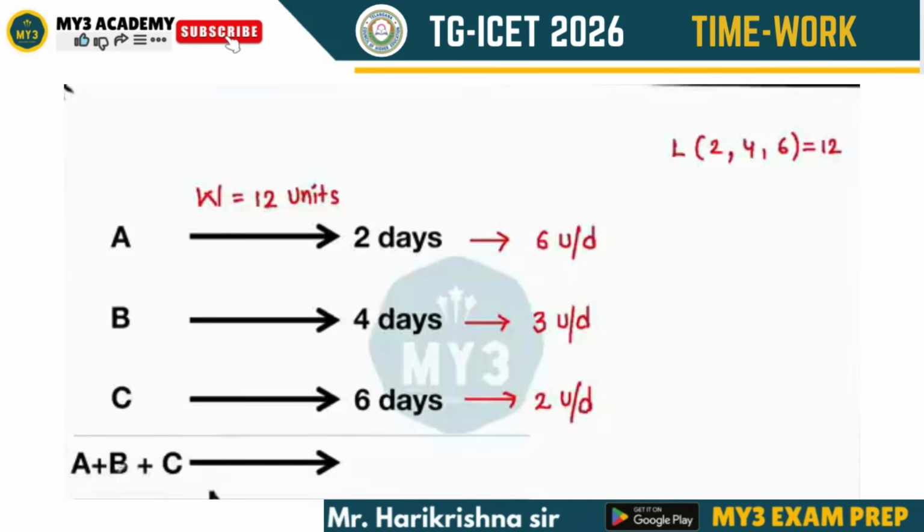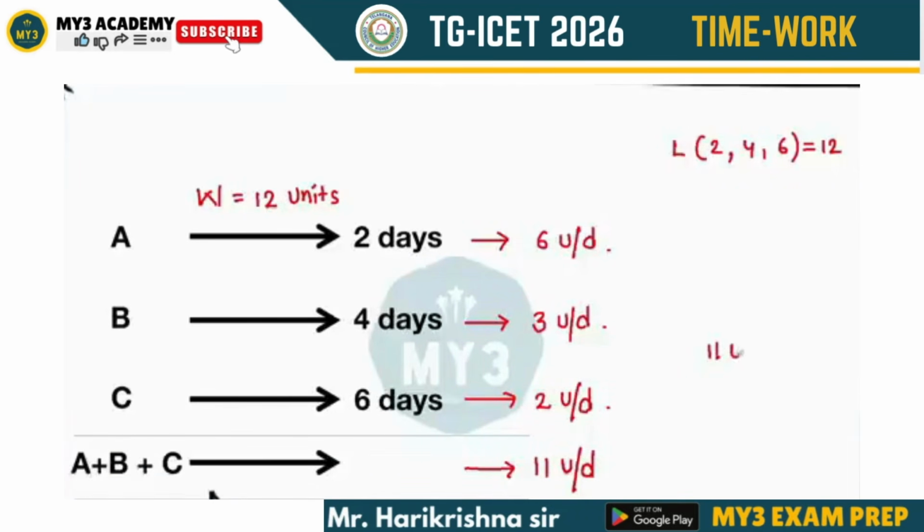If all the 3 are working together, what is the time taken to finish the work is the question. If all of them are working together, how many units of work completed? Let me check out. 6 plus 3 plus 2, which is equal to 11. That means we can understand that 11 units of work is completed in 1 day.